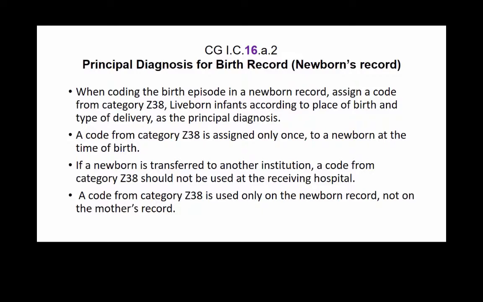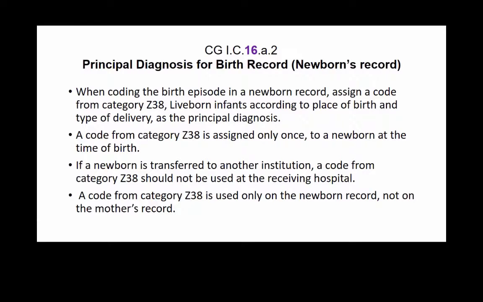I wanted to make a distinction here about the principal diagnosis for a birth record, or the baby's record, versus the principal diagnosis for the mother's record. Looking at the title of the guideline, 16 is in purple. That is chapter 16 in the code book. If it were chapter 15, that would be for the mother.